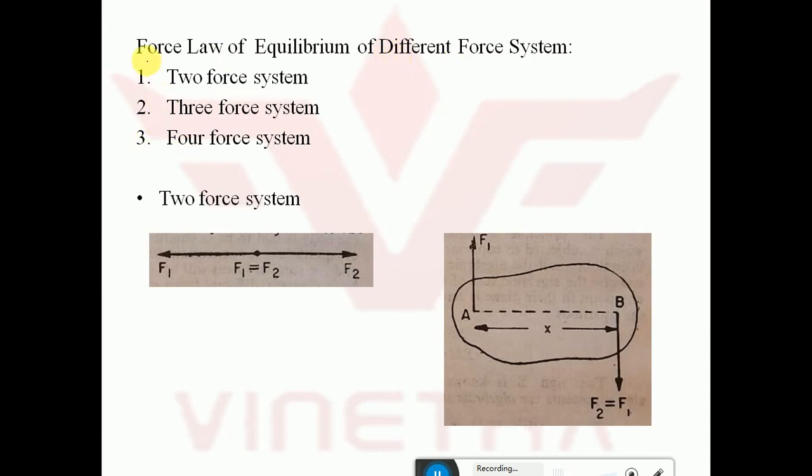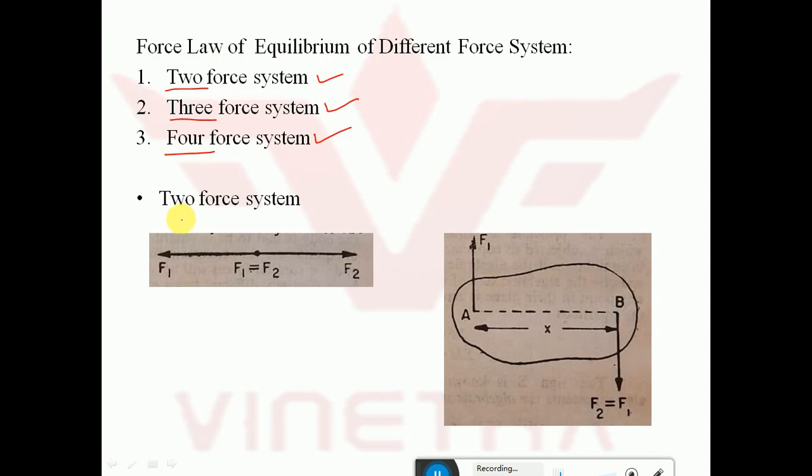So what is this force law? In the force law, there are three: one is the two force system, the second is the three force system, and the third is the four force system. That is, a system of forces consisting of two forces, a system consisting of three forces, and a system consisting of four forces. What does this force law of equilibrium say?